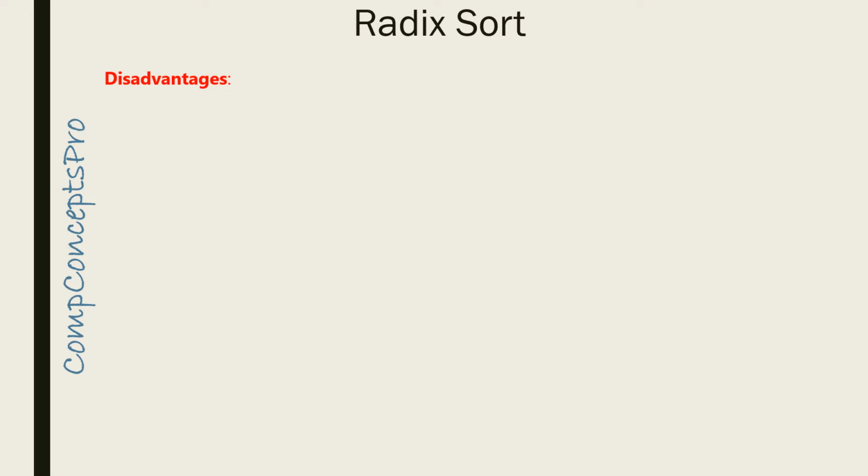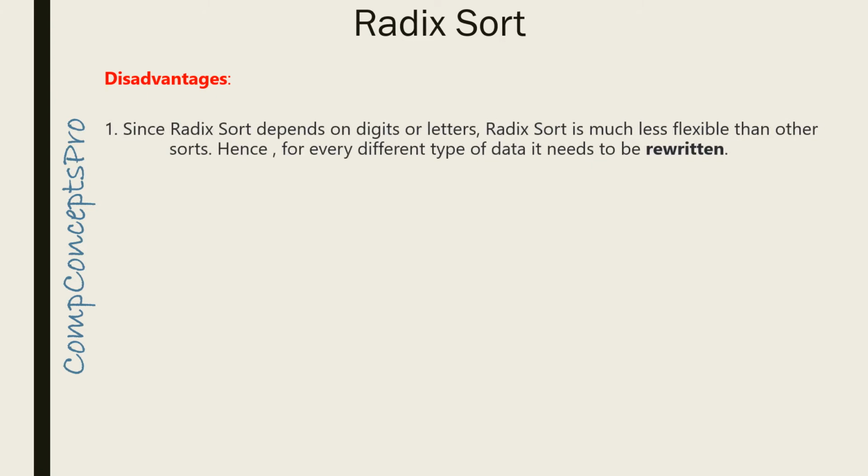But there are certain disadvantages that make radix sort less useful than other sorting algorithms. Firstly, radix sort is much less flexible than other sorts because for every different type of data, radix sort needs to be rewritten. Even if the sorting order changes, then also it needs to be rewritten. Then, it takes more space in memory than other sorting algorithms.